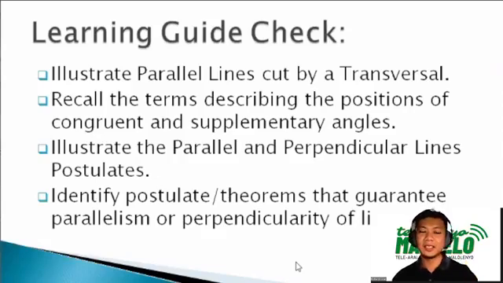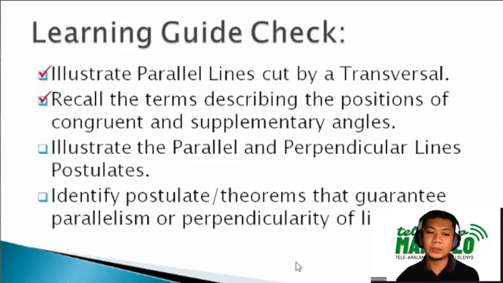Okay, let's check our learning guide to see if we achieved those ideas. Did we have our goals? Did we illustrate parallel lines cut by a transversal? Yes, we have two lines cut by a transversal. Please take note that parallel lines are lines that do not intersect, and that the transversal is the third line that cuts them into parts, having different angles.